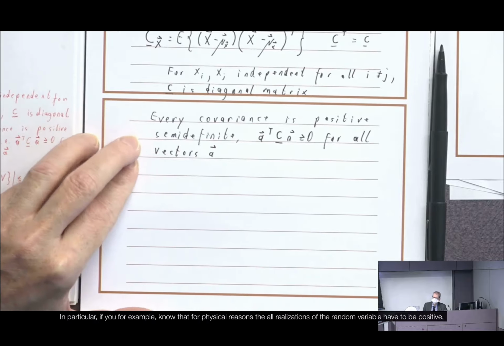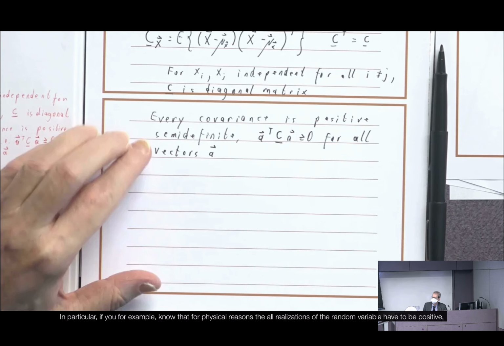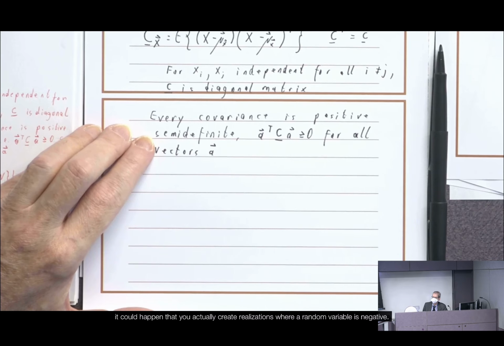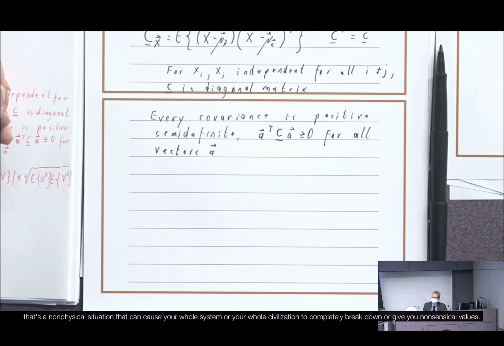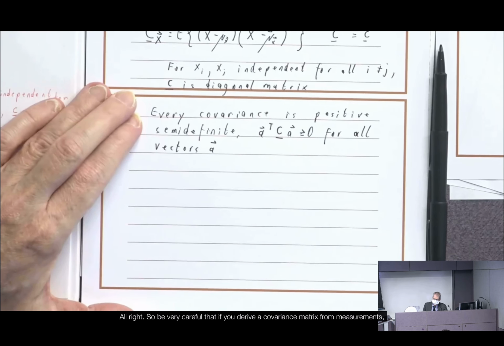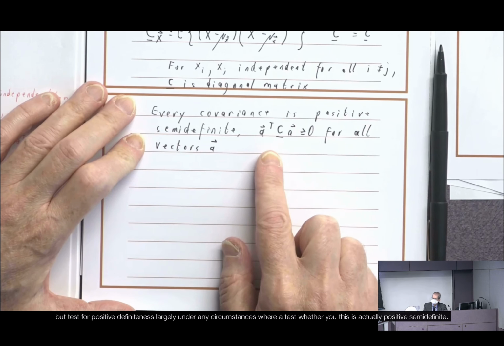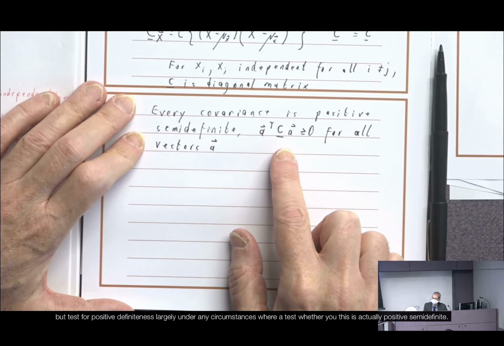In particular, if you, for example, know that for physical reasons, all realizations of the random variable have to be positive, but you create them via a not positive semi-definite matrix, then it could happen that you actually create realizations where the random variable is negative, and that's a non-physical situation that can cause your whole system or your whole simulation to completely break down or give you nonsensical values, right? So be very careful that if you derive a covariance matrix from measurements, under any circumstances, test whether this is actually positive semi-definite.